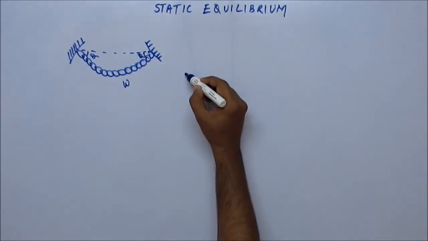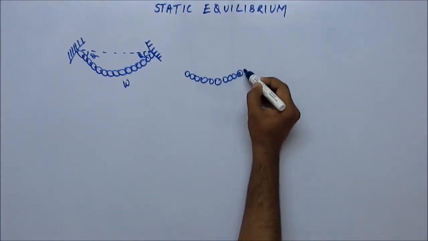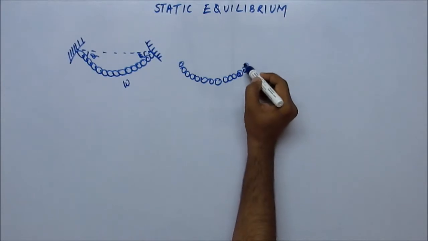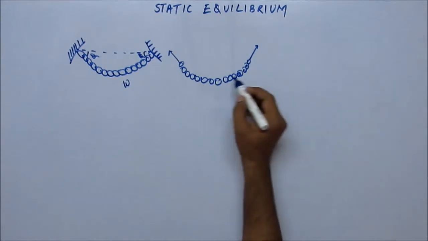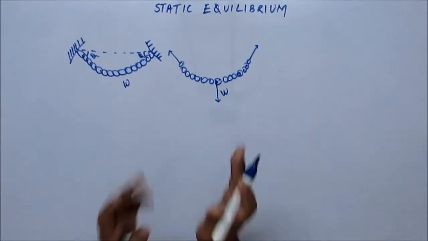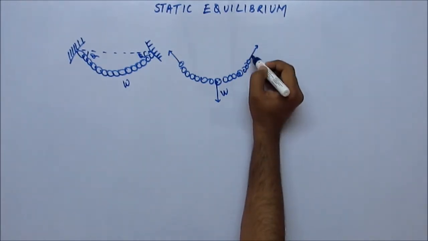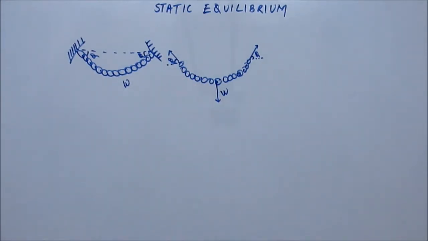So to find the tension at the end position, we must draw the FBD of the chain. Suppose this is the end position and this is the tension from both the ends. This is the FBD and mg is acting downward. So the weight has been given, so mg is equal to W. W is acting downward and these two tensions are acting in this direction. This angle has been given as theta. So now it's very easy.